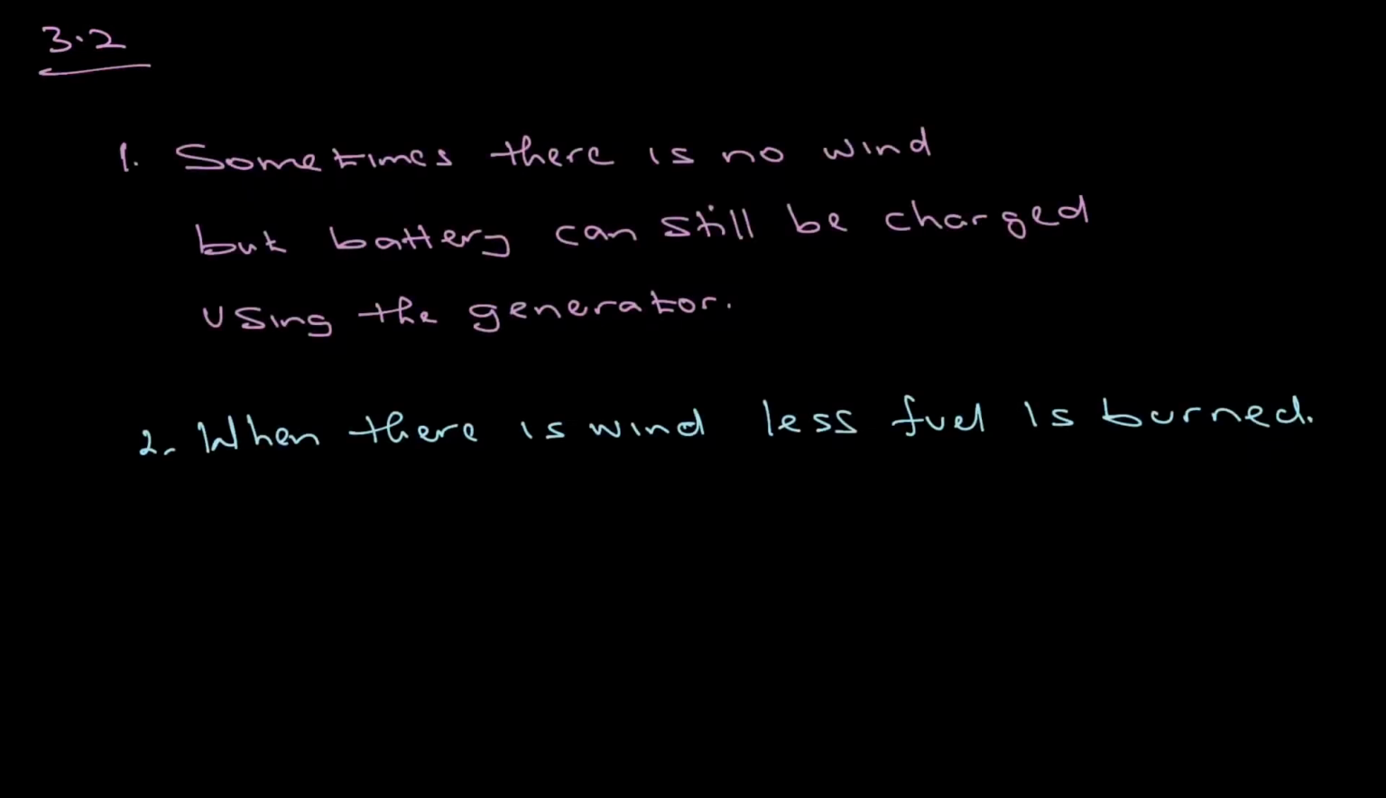Question 3.2. The boat also has a generator that burns a fossil fuel. The battery can be charged by either the wind turbine or the generator. Give 2 reasons why this is useful. Point number 1: sometimes there is no wind, but the battery can still be charged using the generator. Point number 2: when there is wind, less fuel is burned.